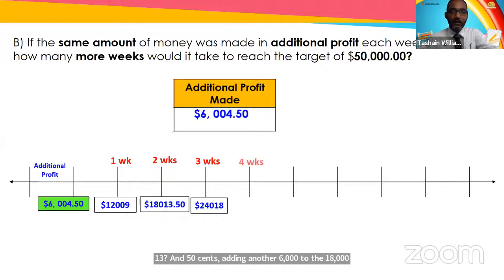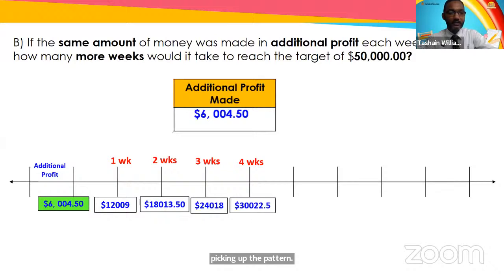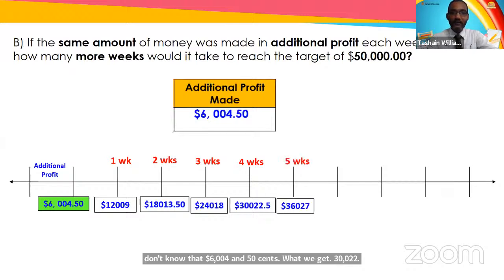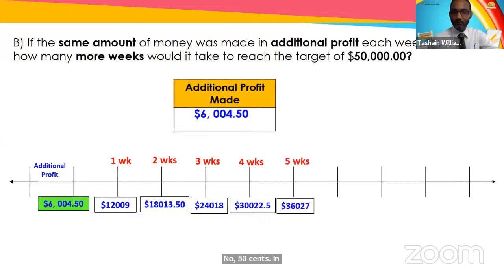Week three, adding another $6,000 to the $18,000, it's $24,018. In week four, boys and girls, you're picking up the pattern. Add another $6,004.50. What do we get? $30,022.50. In week five, we're still not at our target yet. Remember what our target is? $50,000. So we're still there.